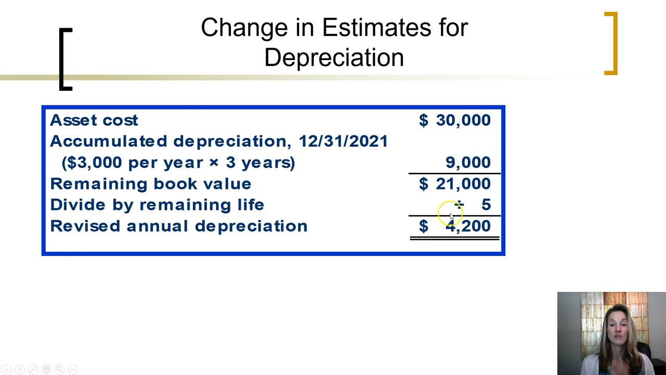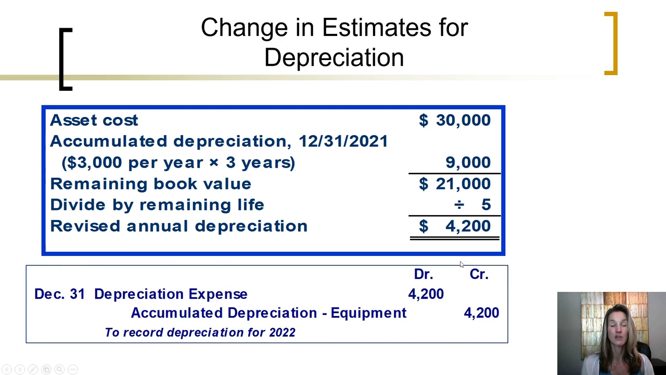The remaining useful life as of the date of the change was 5 years. So the revised annual depreciation will be $4,200. The journal entry, debit to depreciation expense, credit to accumulated depreciation for $4,200.